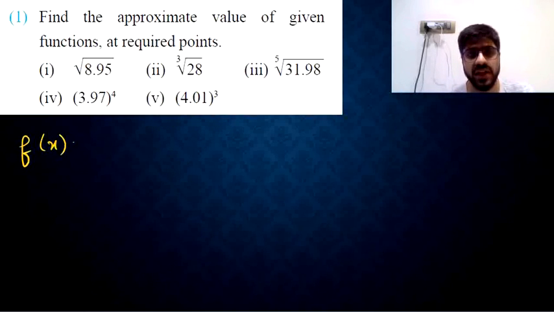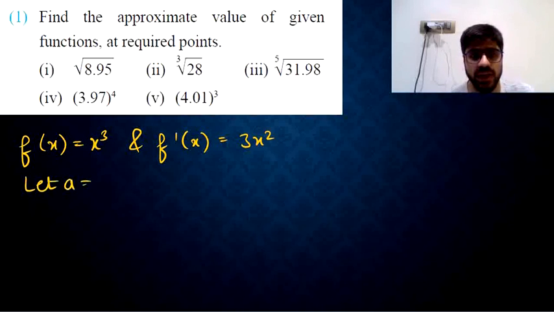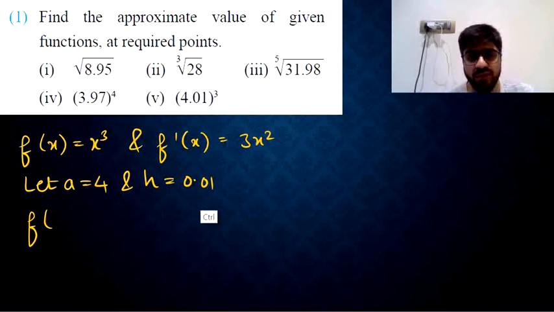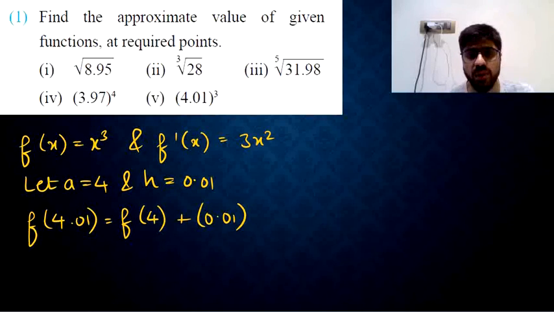Here it's very clear, we take f of x as x cube and f dash x is going to be 3x square. Again it's very clear, let a be 4 and this time h will be taken as plus 0.01. So f of a plus h, that is f of 4 plus 0.01, that will be f of 4.01. That will be f of a, that is f of 4, plus h, which is 0.01, into f dash a, that is f dash 4.